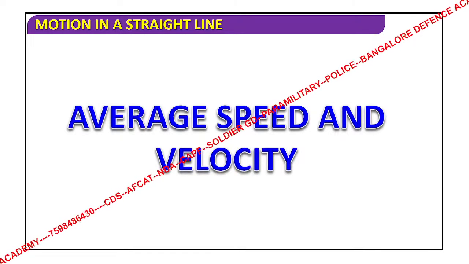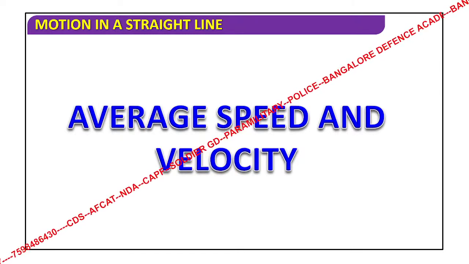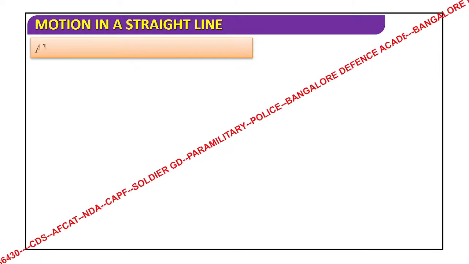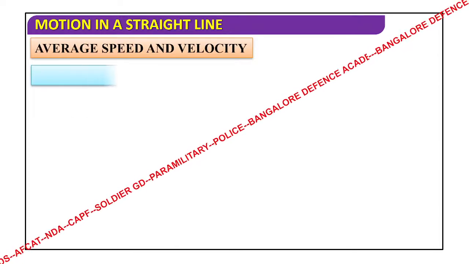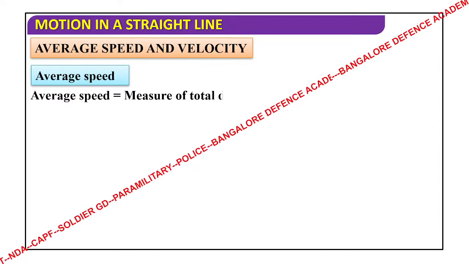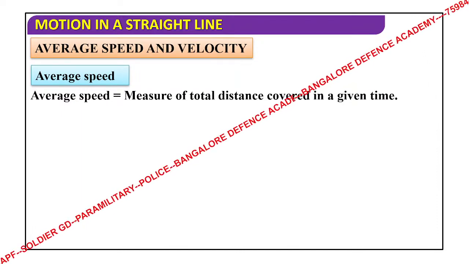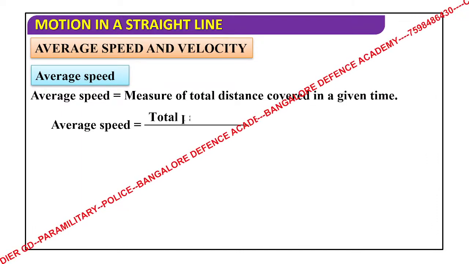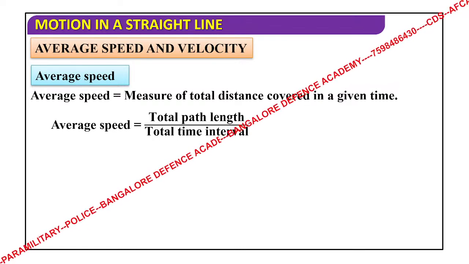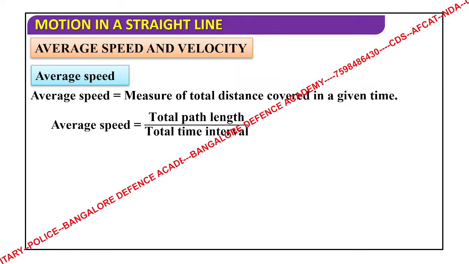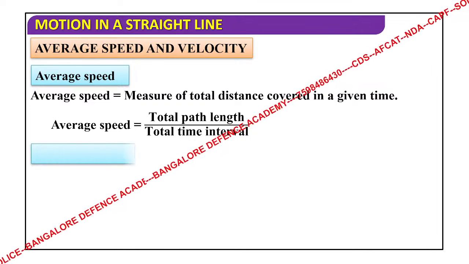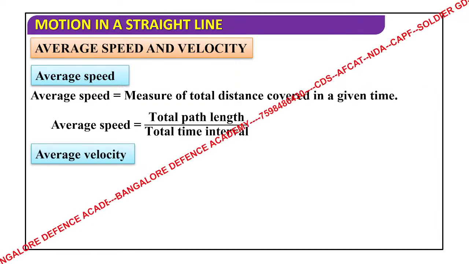Next, very important concept. What is average speed and velocity? First we'll see what is average speed. Average speed is equal to measure of the total distance covered in a given time. The formula is total path divided by total time. So write down this formula in your notebook. Average speed is equal to total path by total time.